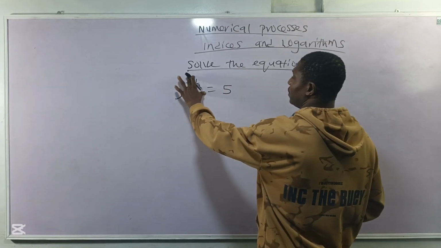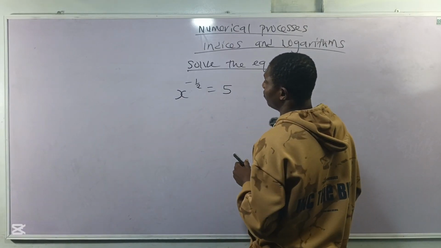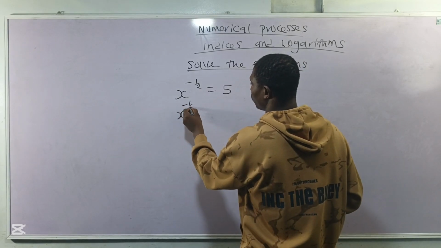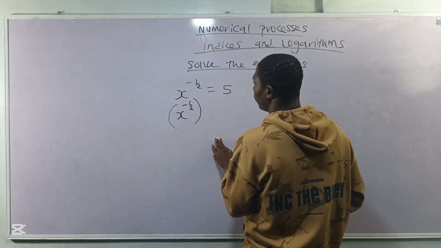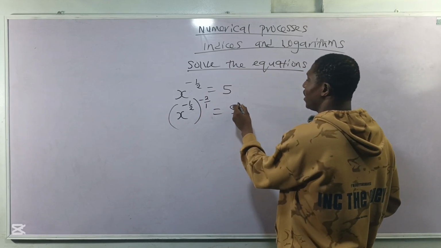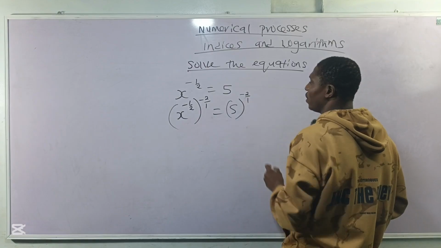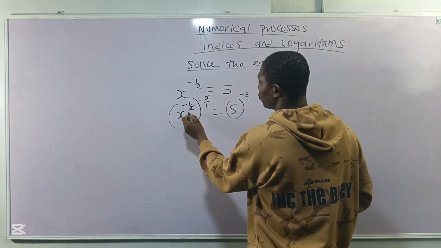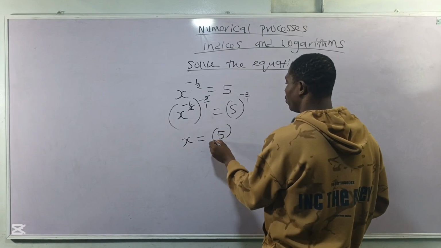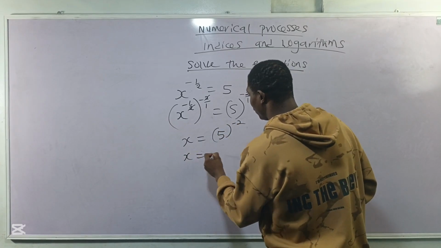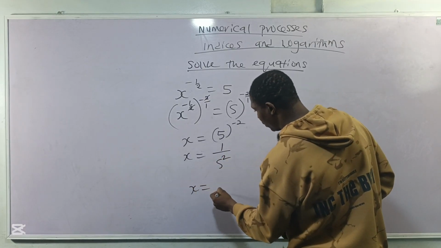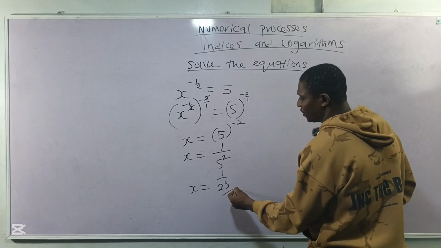First, I can decide to multiply by the reciprocal of this, which will give me x raised to power minus 1 over 2, and that will give me 2 minus 2 over 1. So I have 5 here raised to power minus 2 over 1. So this will cancel this, and minus minus is plus, so I'll have x equal to 5 raised to power minus 2. And x will be equal to, removing my negative sign, 1 over 5 raised to power 2, and x will be equal to 1 over 25.